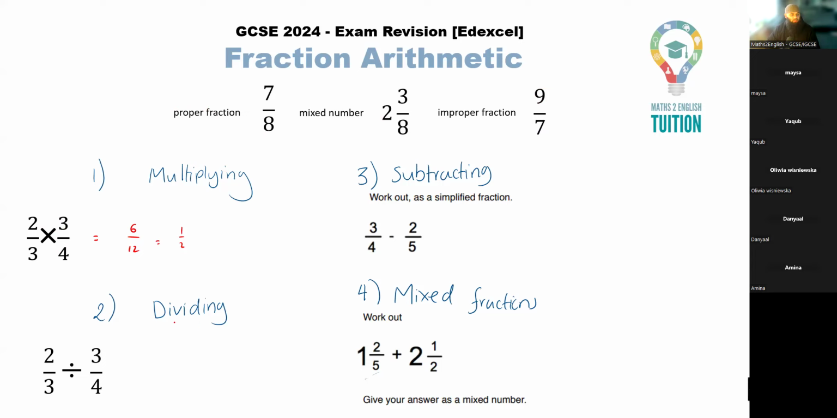Okay. Next thing, when it comes to dividing, we can swap them over. So 2 over 3 times 4 over 3. We multiply them, we get 8 over 9, and we leave it at that. Okay. Right.